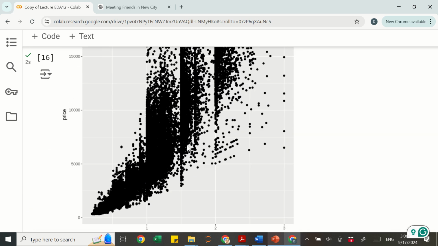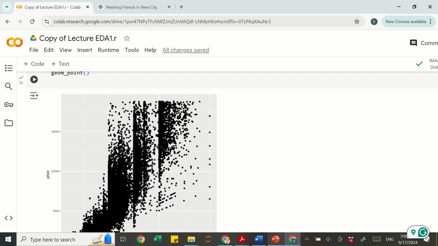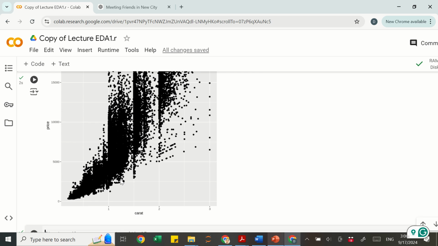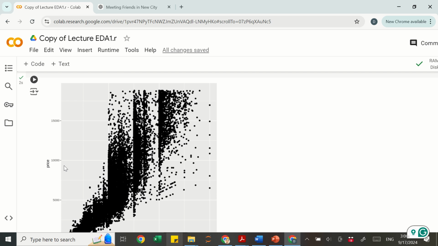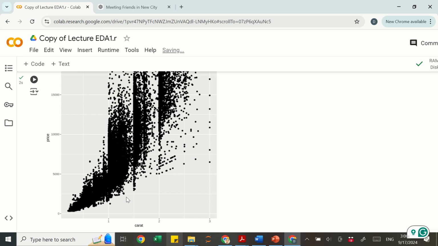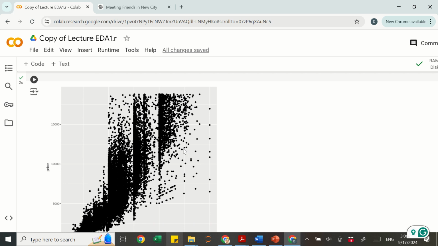Alright. So what we get is a plot where you can see some trend here. And it makes sense, of course. If the carat size is increasing, then the price is increasing. We see a lot of variability, and the variability is increasing a lot for diamonds with carat greater than 1.